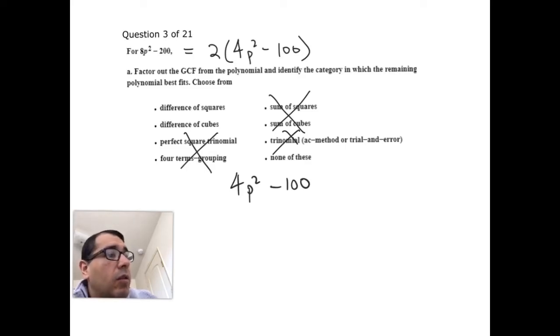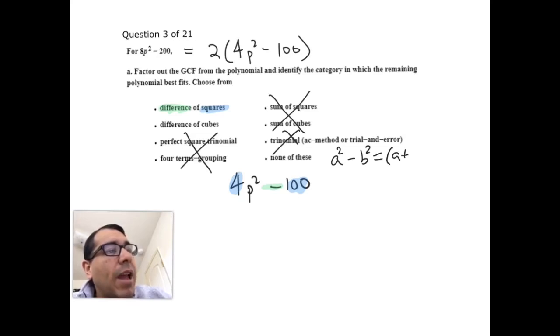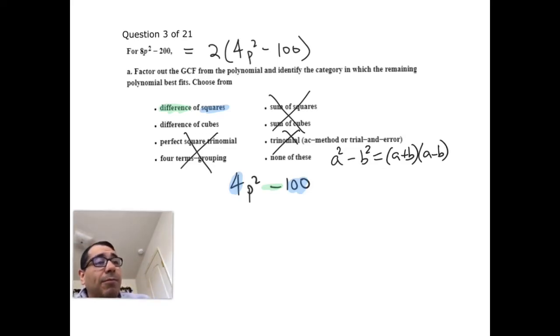So we look at these two terms. What do you notice about 4 and 100? Well, you should notice that the 4 and the 100 are perfect squares. Not only that, but you're subtracting them. So that's where we get the difference. So here we have the difference of squares. And if you recall, let me write down the formula for you again. When you have something squared minus something squared, when you factor that, that's a plus b and a minus b.